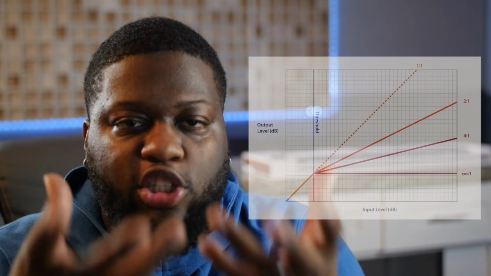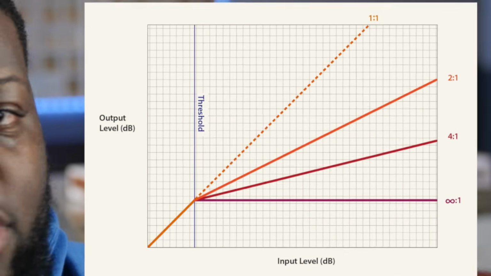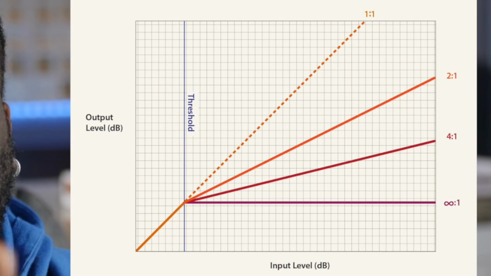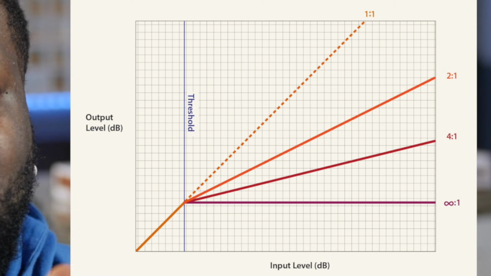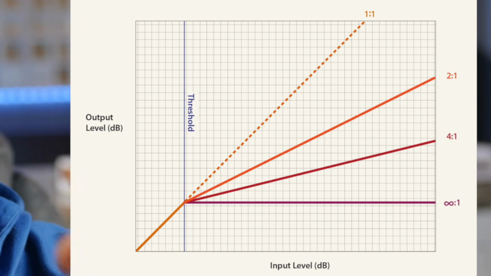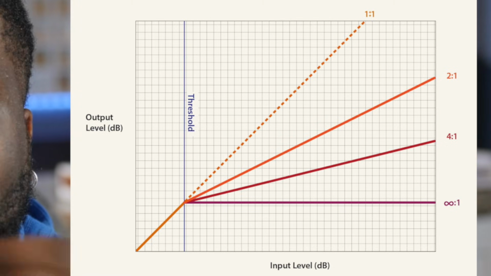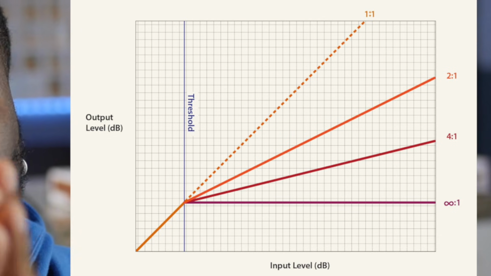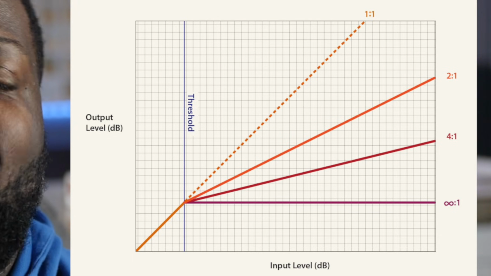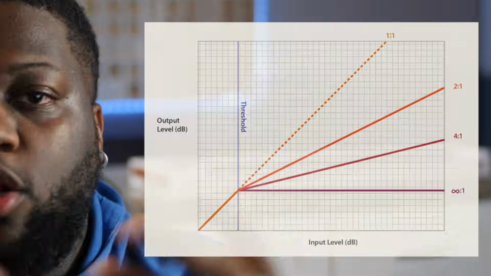1:1 is basically unity gain, which means there's no attenuation at all. 2:1 is very light compression. It's gonna allow more dynamics to come through, okay? 4:1 begins to get more moderately compressed. 8:1, we're starting to get more heavily compressed. And 20:1, we're starting to reach those limiting levels, all right?